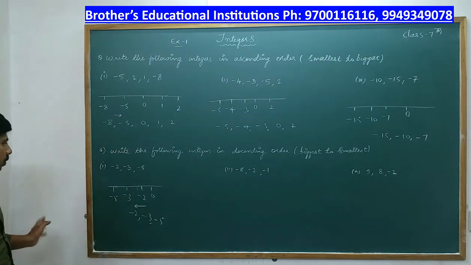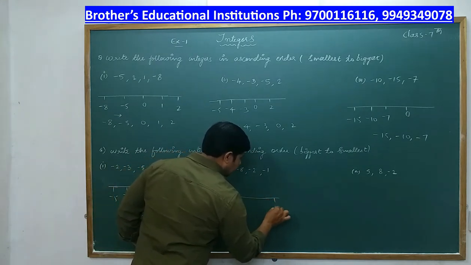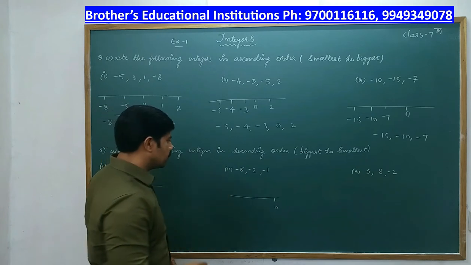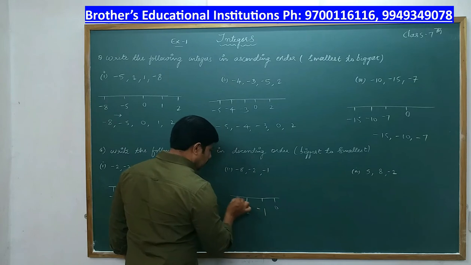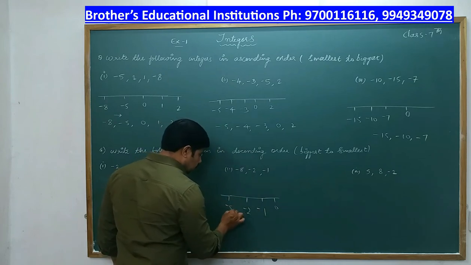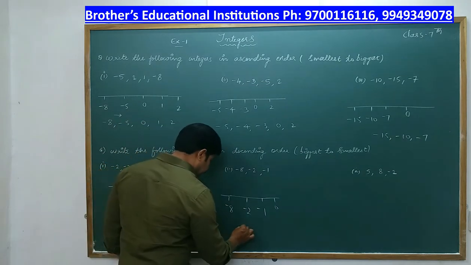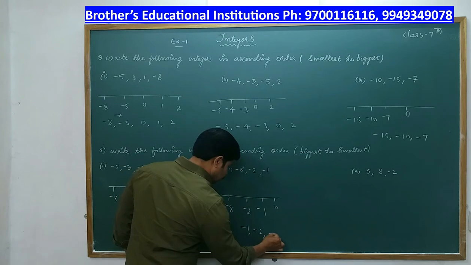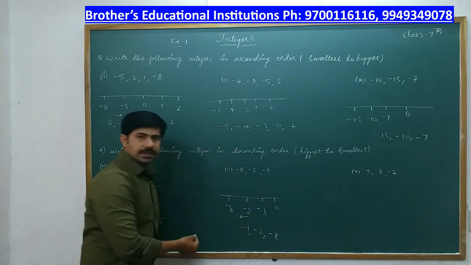Okay. So now the next one is again the negative integers we have. Just for a representation I'm putting 0 for reference. So here we have minus 1, minus 2, minus 3, minus 4, minus 5, minus 6, minus 7 and minus 8. So the descending order of this will be minus 1, minus 2, minus 8. So this is descending order.